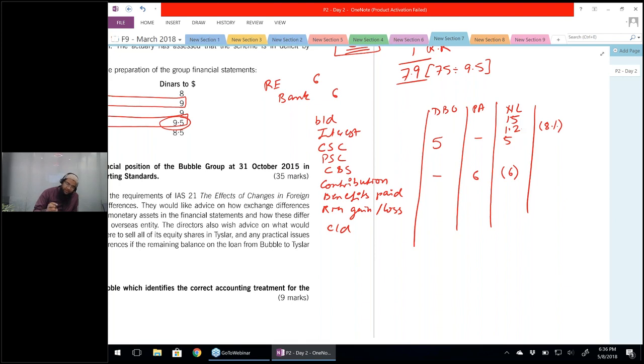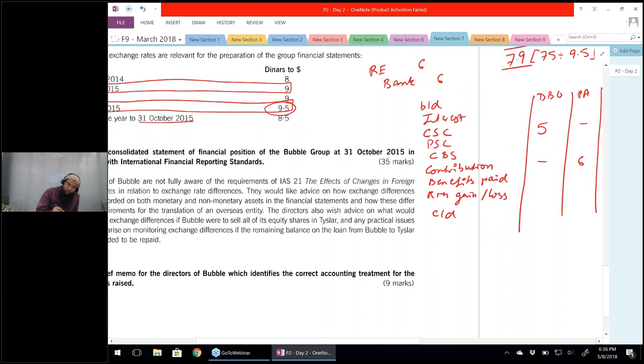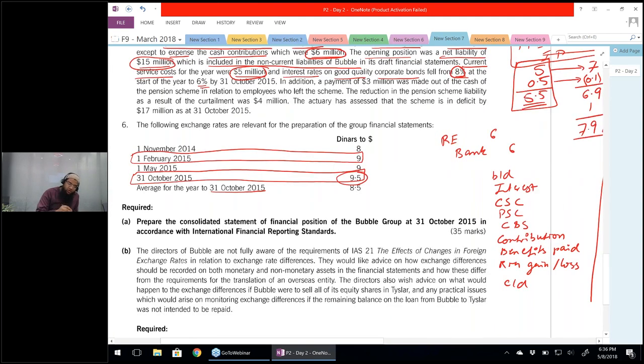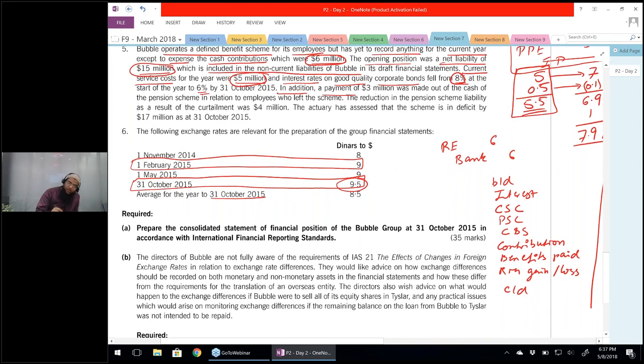Now the question further says that in addition, a payment of $3 million was made out of the cash of the pension scheme in relation to employees who left the scheme. The reduction in the pension scheme liability as a result of curtailment was $4 million. So $4 million relates to curtailment, and what is the 3 million? Is this benefits paid or is this settlement? What do people think? Tondera is saying settlement. Omar Abdullah is saying benefits paid. Nida is saying benefits paid, settlement.